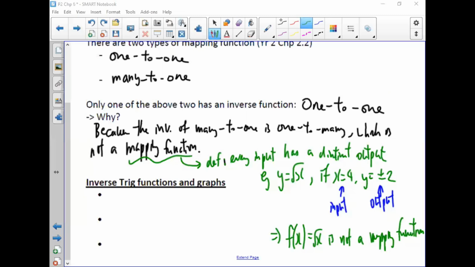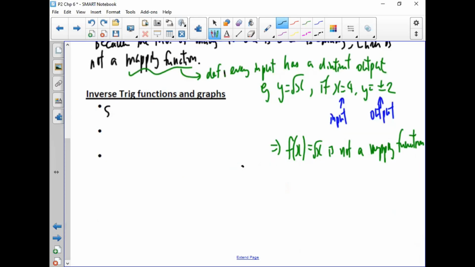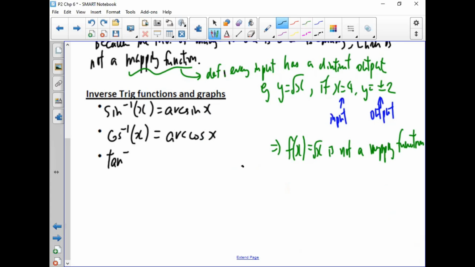Right, so what are the inverse functions and their graphs? We're going to learn the inverse functions themselves, and learn to draw the graphs. The inverse of sine x is known as arc sine x. The inverse of cos x is known as arc cos x. Some people put a double C in there, that's fine, it doesn't really matter. The inverse of tan is called arc tan x. You've got space below to draw the graph of each of them.